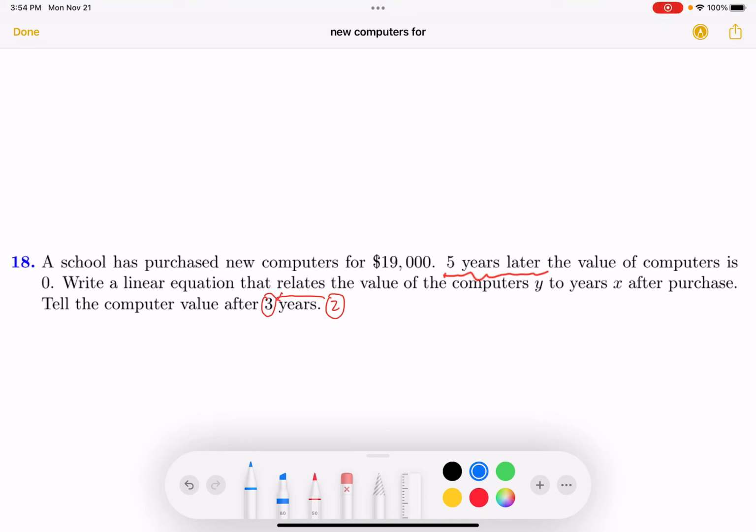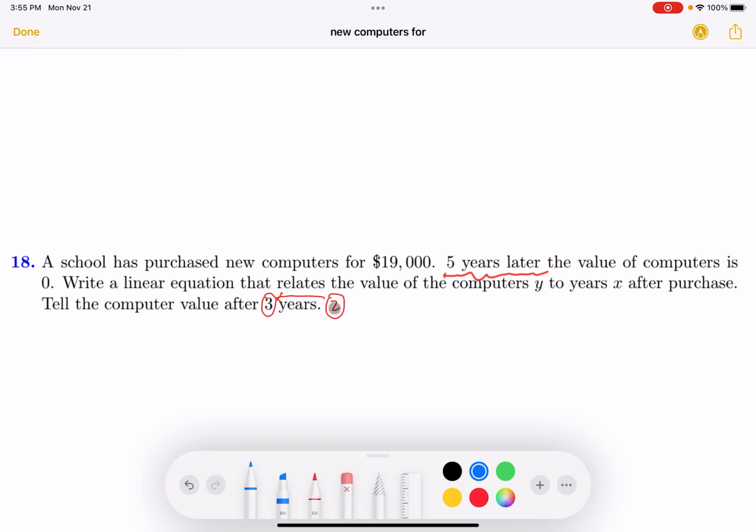Now, let's look at this question. This question says that a school has purchased new computers for $19,000. 5 years later, the value of the computers is 0. We want to write a linear equation that relates the value of the computers y to x years after purchase. We want to tell the computer value after 3 years.